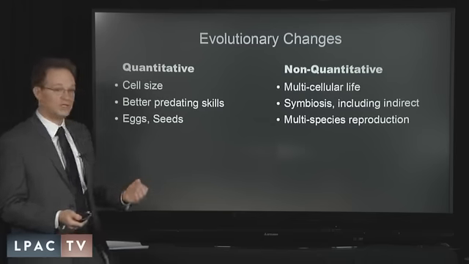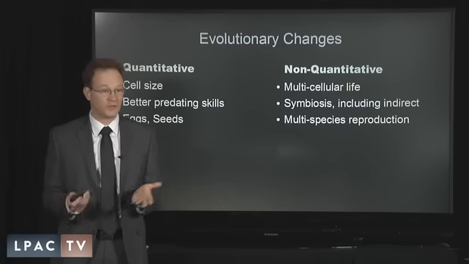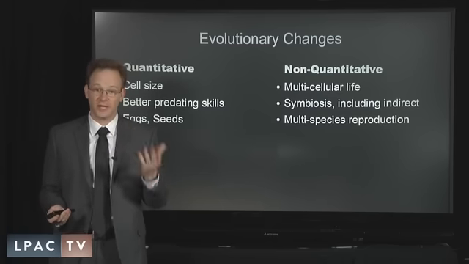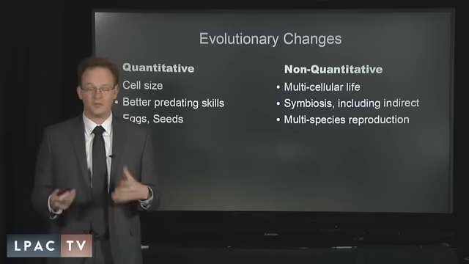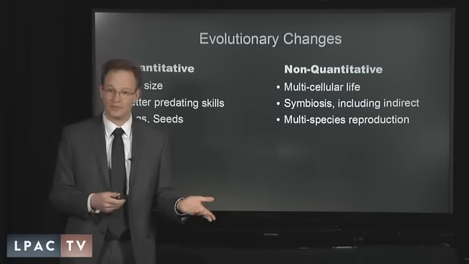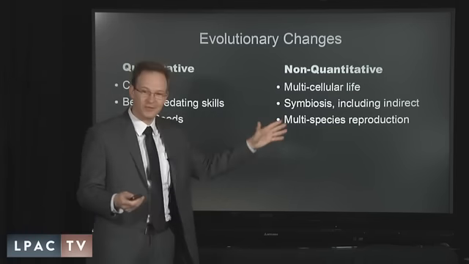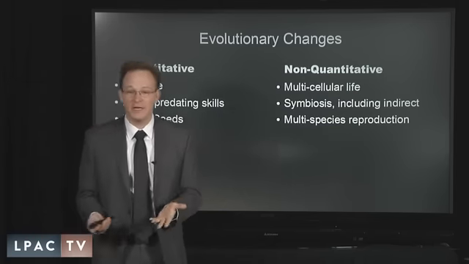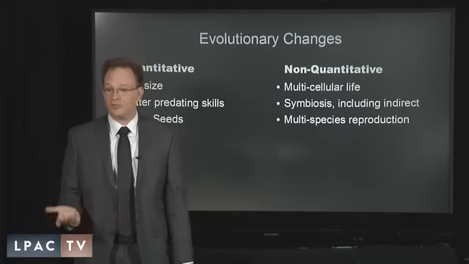Another example would be the development of eggs and seeds. This was a huge breakthrough, as we discuss all over the website, of the ability to conquer land by having eggs, which don't require water, tough eggs, and then seeds, which don't require water, as previous plants had done. Compare that with multi-species reproduction. What does that mean? Think about when more than one species is required to achieve reproduction.